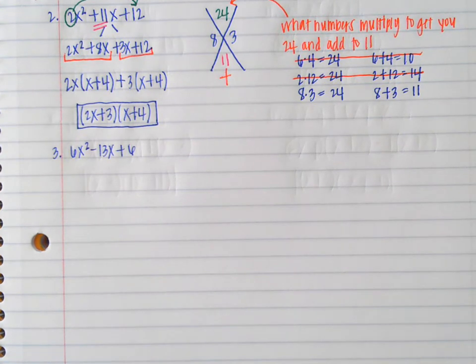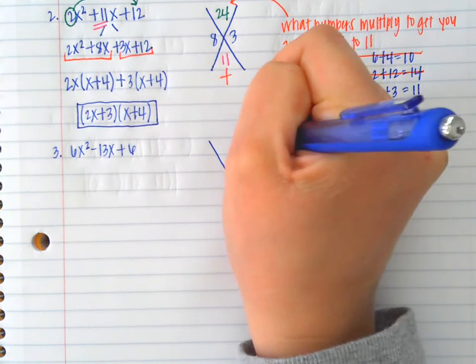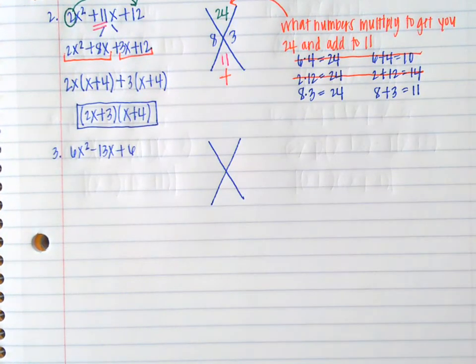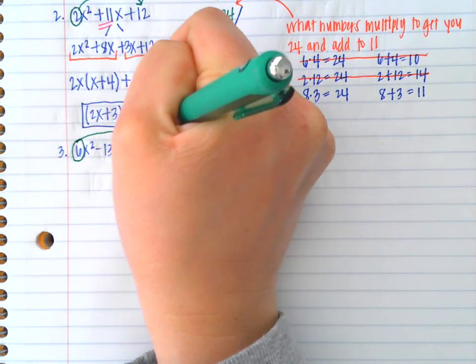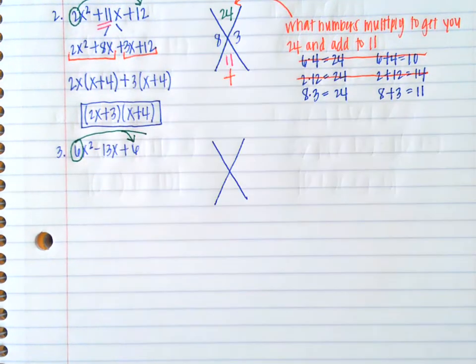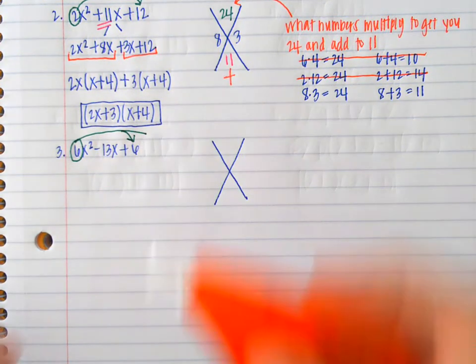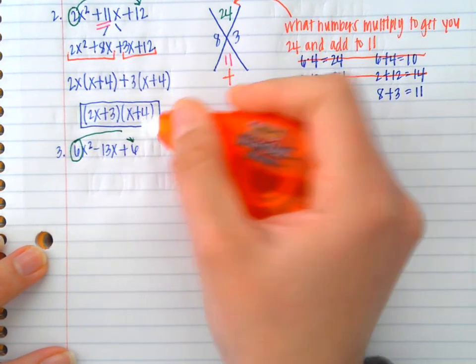Okay, so you should have tried as much as you could. Maybe you didn't know how to do any of it. That's okay. We're going to do it together right now. So I am going to start by always drawing my big X. Now the number that goes on top, remember, is A times C. I went way too far with the curve there.